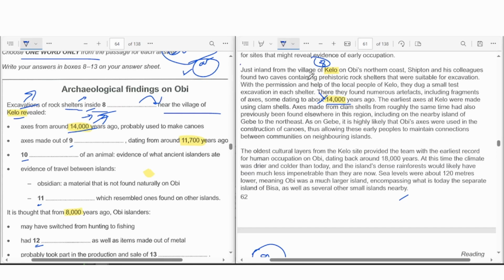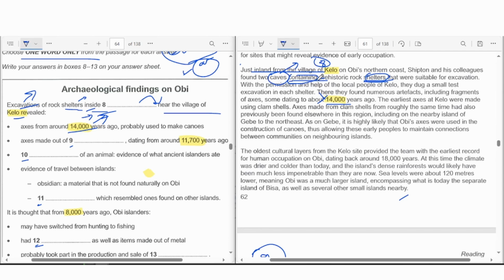If you start reading from here, see, just inland from the village. Inland means very near to the village, on the island's northern coast. Shimpton and his colleagues found two caves. They found what? They found two caves containing prehistoric rock shelters. If you don't know the meaning of prehistoric, prehistoric means before history, so you do not need to know the meaning of all the words. So containing two shelters. What contains shelters? Caves, right? And it said it's inland from the village, which means near to the village.